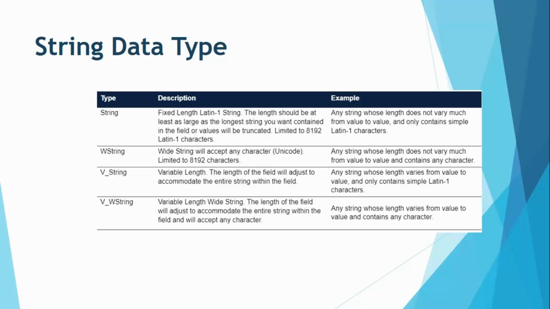It is further divided into these 4 categories: string, v-string, w-string, and v_w-string. String and w-string are of fixed length, and you have to set the predefined length of the string. So suppose you have set it to 100 characters, then every time it would take 100 characters. The w-string can hold more international characters. Now we have v-string and v_w-string. The v here stands for variable. That means we should not set any predefined length, and it adjusts itself according to the length of the text value that it is going to hold.